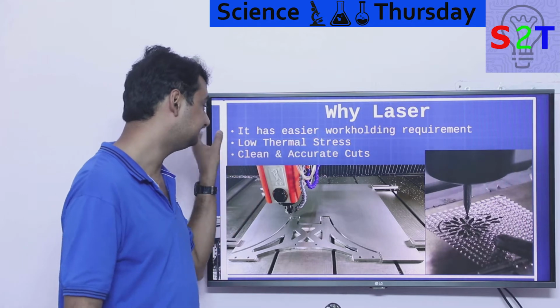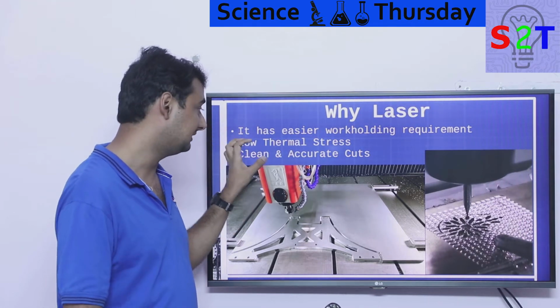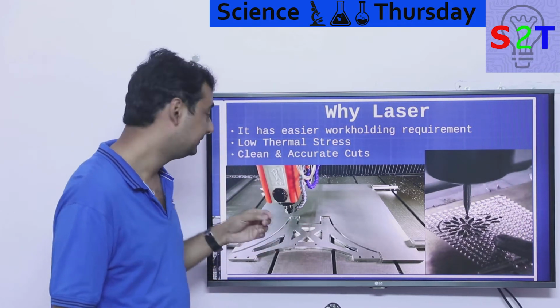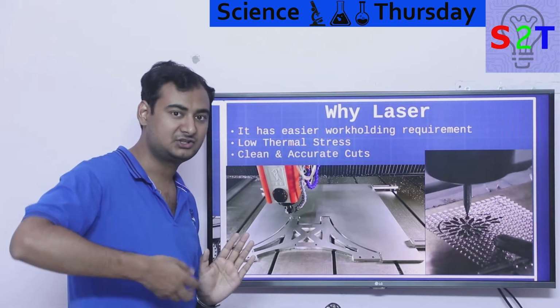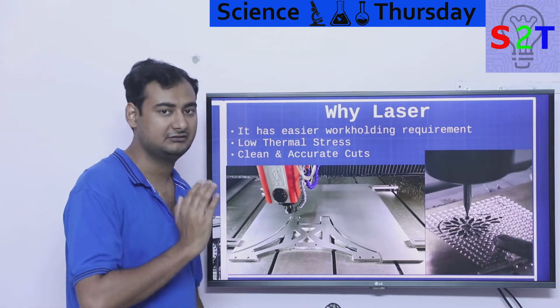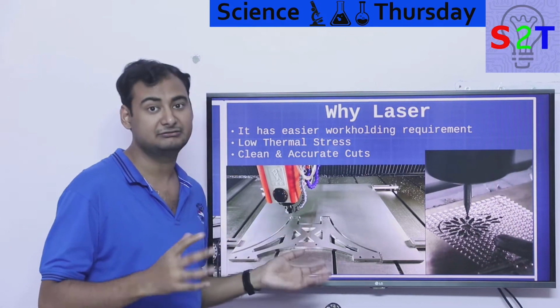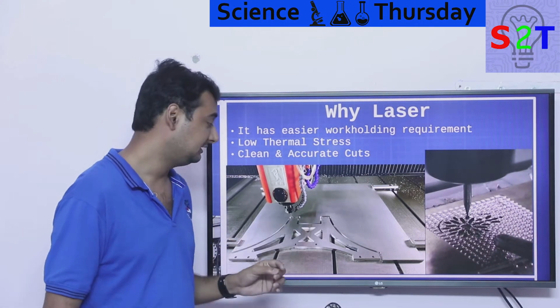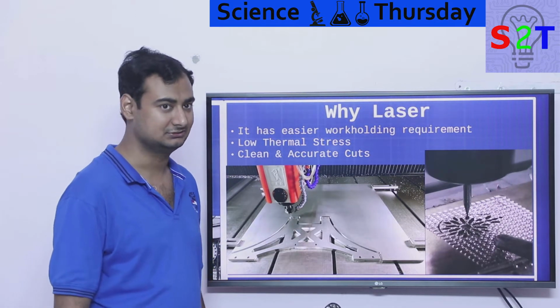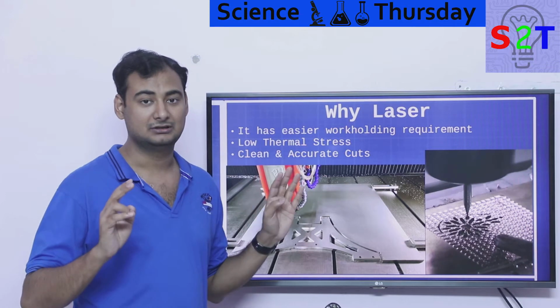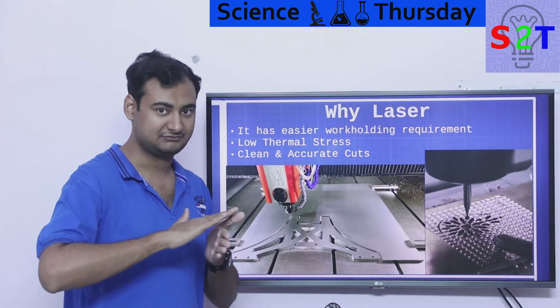That makes this aspect, thermal stress, much more important. And we also want a clean and accurate cut. By inherent design, even the best end mill will leave a rather rough finish, especially on thin materials. On thick material, it has enough grip, but on thin materials, it generally doesn't do a very good job. Basically, you have to deburr the whole thing. You have to grind it.